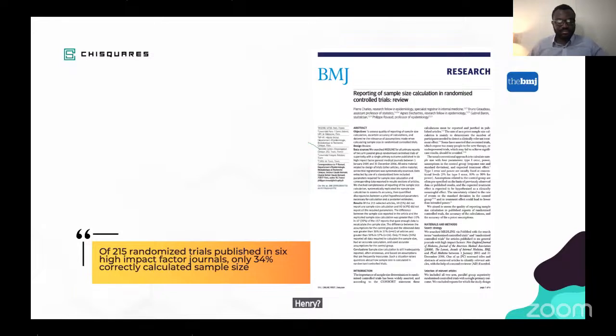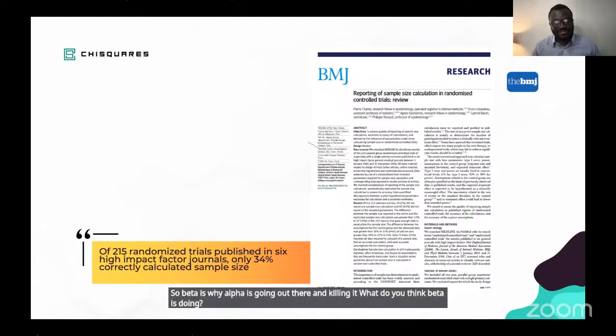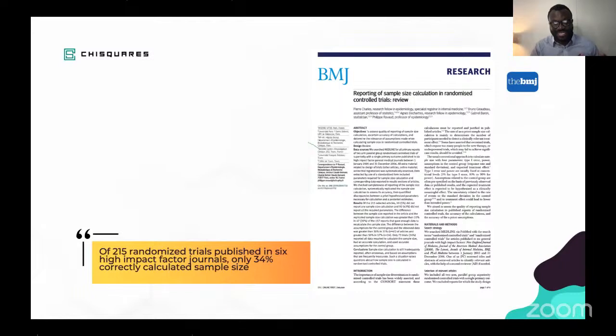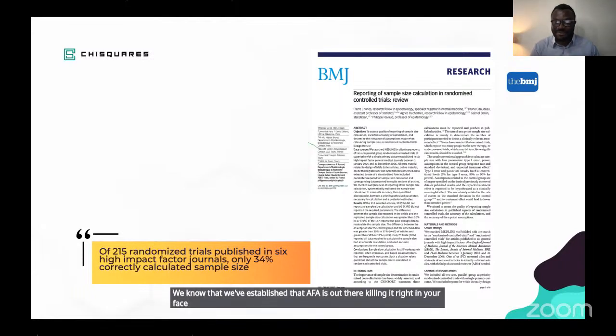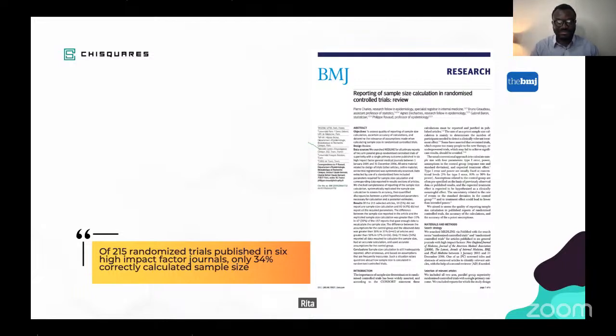Okay, it simply means small. A small or lesser version, the very opposite of alpha. So beta is the opposite of alpha going out there and killing it. What do you think beta is doing? We've established that alpha is out there killing it right in your face. Where do you think beta is at that moment? Rita from YouTube says a beta man doesn't take the lead.